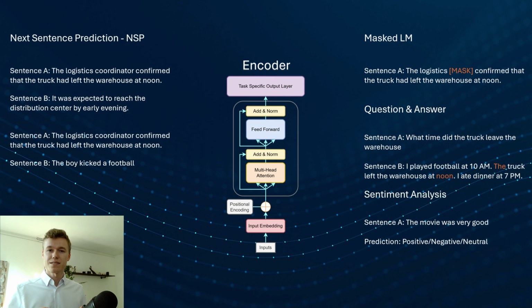Another example is masked LM, where some tokens in the sentence are masked out, and then the encoder has to predict the correct tokens to replace the masked token. Another example is question answering, where the model has to find an answer in some paragraph that answers the question. And finally, sentiment analysis, where the model, based on a sentence, has to predict either positive, negative, or neutral based on the sentiment in the sentence. So that could be, for example, to analyze movie reviews.